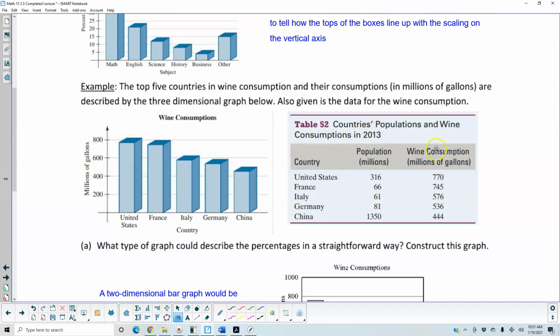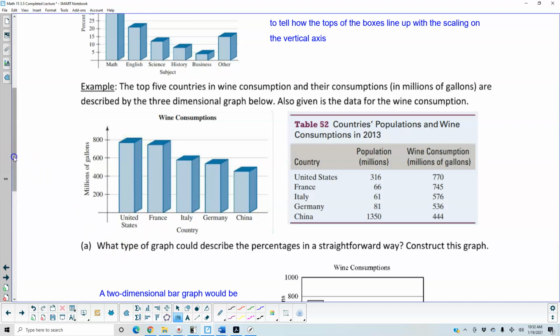Over here, we have the countries' populations and wine consumption in 2013. So we can see here's the population, and here's the wine consumption, millions of gallons. If we look at the United States, it says 770. So let's take a look. 770 at the top of that is below 800. But if we look at the top part of it, it goes almost above 800.